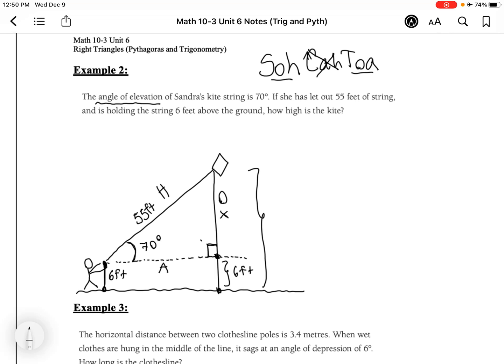So I'm going to write that down. Sine theta equals opposite over hypotenuse. And now I'll fill in what I know. I know my angle, that's 70 degrees. I don't know what my opposite is, so I'm going to label that x. I do know what my hypotenuse is. That's 55.